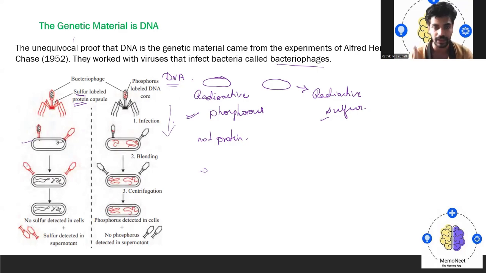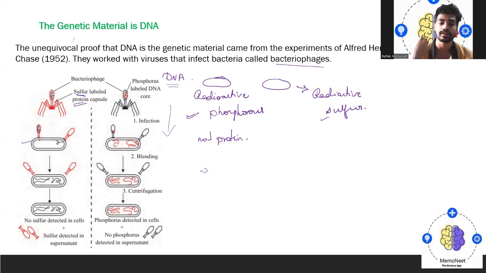So when they subjected it, they got to know that the bacteria which had DNA, because the virus passed its DNA to the bacteria, was showing the radioactive. That is, the radioactive DNA showed the radioactive thing. So that means it has DNA.